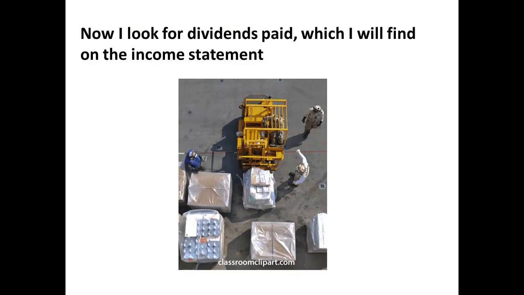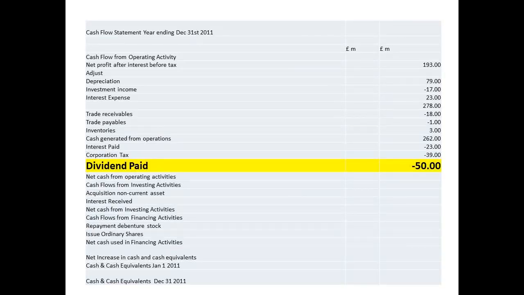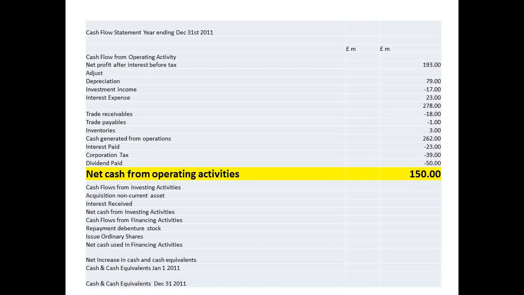Lastly, dividends, which I will find on the income statement. The figure is identified here. A dividend of 50 million was paid, which has been entered to the cash flow statement. We now have all the information to determine the figure for net cash from operating activities. The net cash flow from operating activities is 150 million.